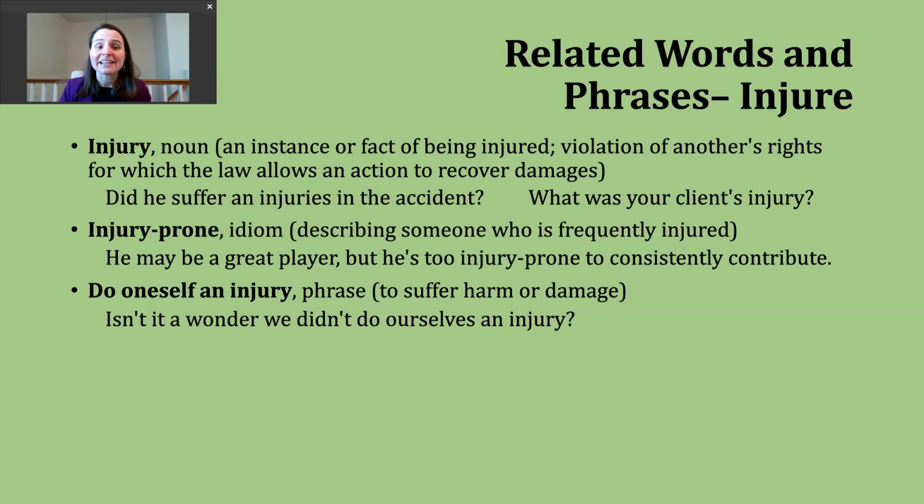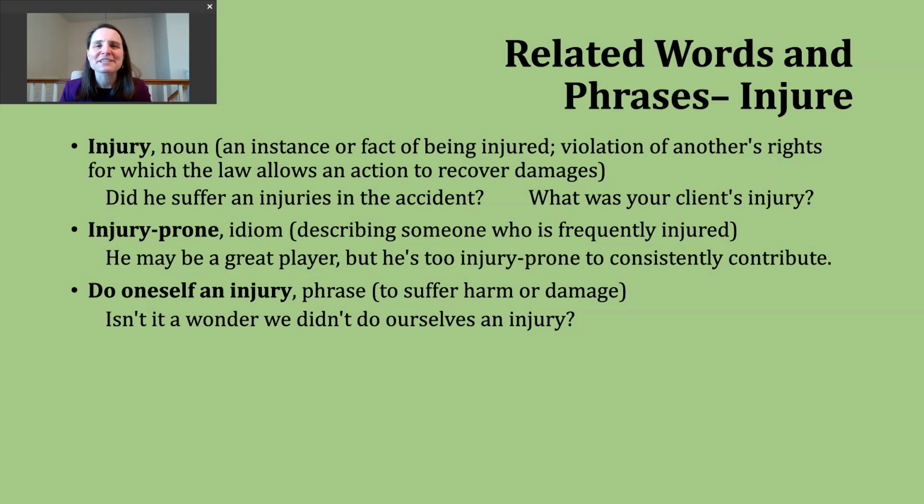Another phrase you might hear is a bit of an idiom. It's describing someone as being injury prone. So this means we're talking about someone who is frequently injured. An example of this in a sentence might be, he may be a great player, but he's too injury prone to consistently contribute. Right? So maybe there are commentators on TV talking about different players and their skills, and they might have this conclusion. So this person or this athlete is injured too frequently in order to be consistently good and help his team.